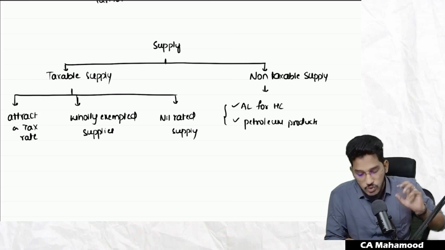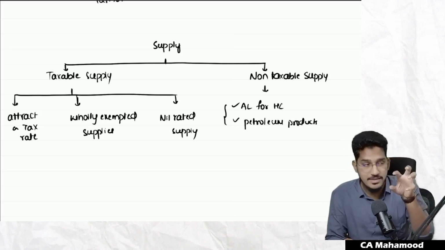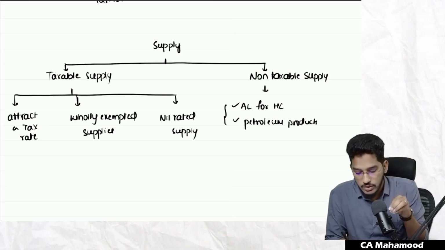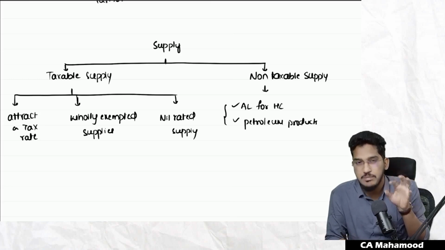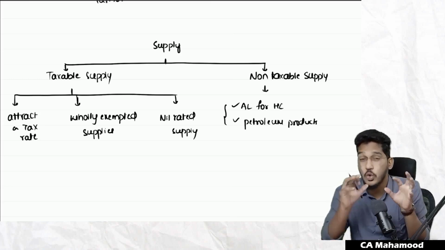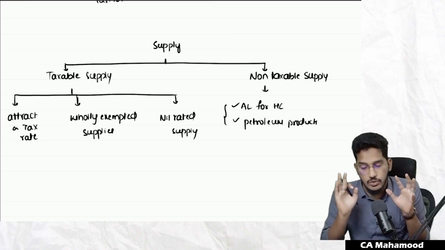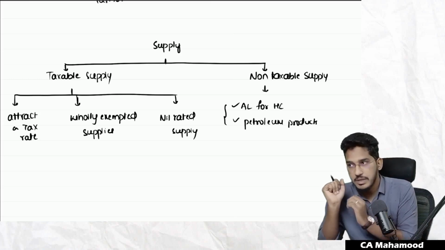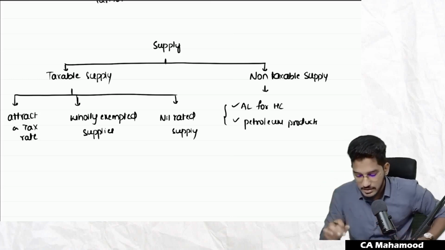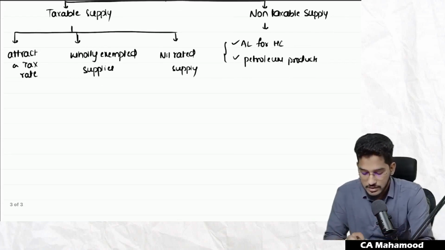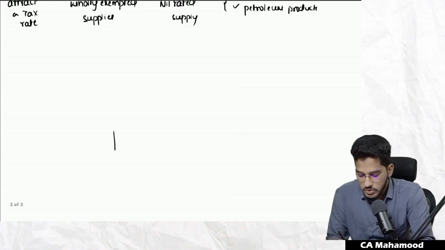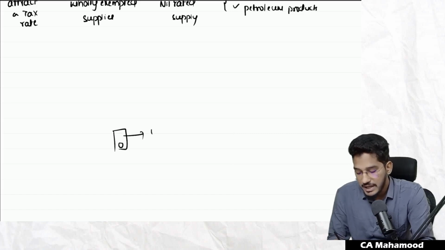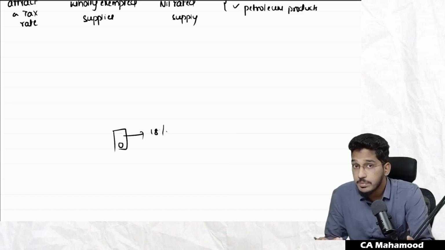It includes those supplies on which the tax is actually getting levied. It also includes wholly exempted supplies. Some supplies in the public interest are wholly exempted, and that also will come under taxable supply. Then nil rated supply: there are certain supplies which we call nil rated. Let us try to understand the supplies which attract a tax rate. If I give you an example, when you go and buy a mobile phone, you have to pay 18% GST.